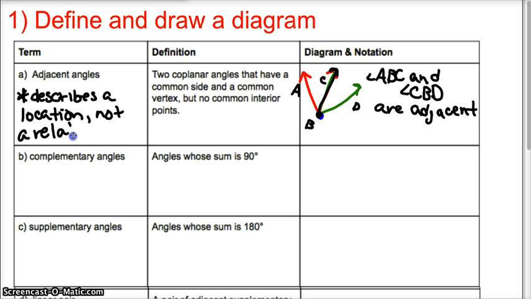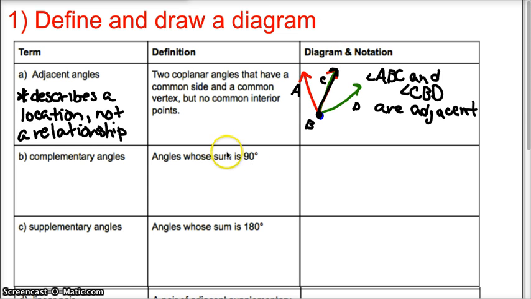The analogy that I give in class is thinking about your locker. Your locker is adjacent to another locker, but that doesn't mean that you have a relationship with the person in the locker next to you. It just means that by location you're next to each other.